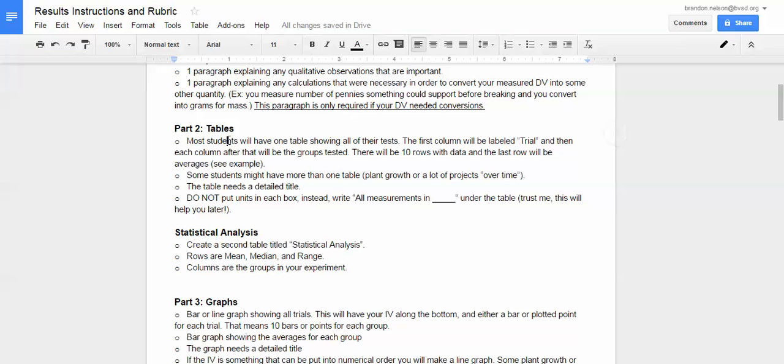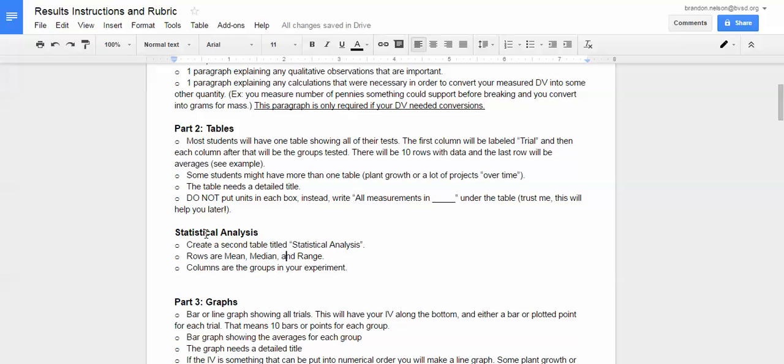But within the tables, you're going to have one table that shows all of your trials and another table that's going to show your statistics, which I'll talk about next. Make sure when you're doing your tables that you have everything labeled and has a title. A lot of people tend to forget the title. And underneath the table, make sure that you write all measurements in and then whatever you measured in. If you remember back, the computer can't calculate boxes that have letters in them. So if you're putting your units in every single box, it's going to make your life harder down the road when we make the graphs.